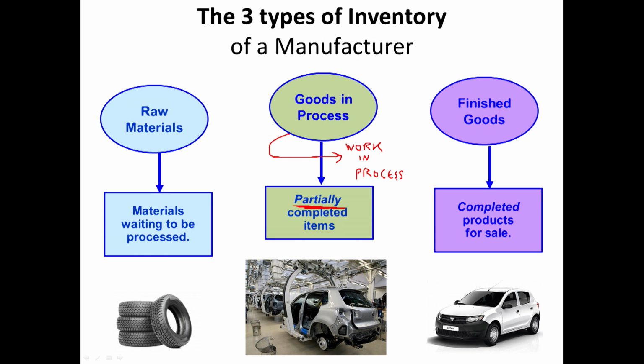And then, of course, there are finished goods. These are goods that are done and ready for sale. You with me? So three types of inventory for a manufacturer. Cool?